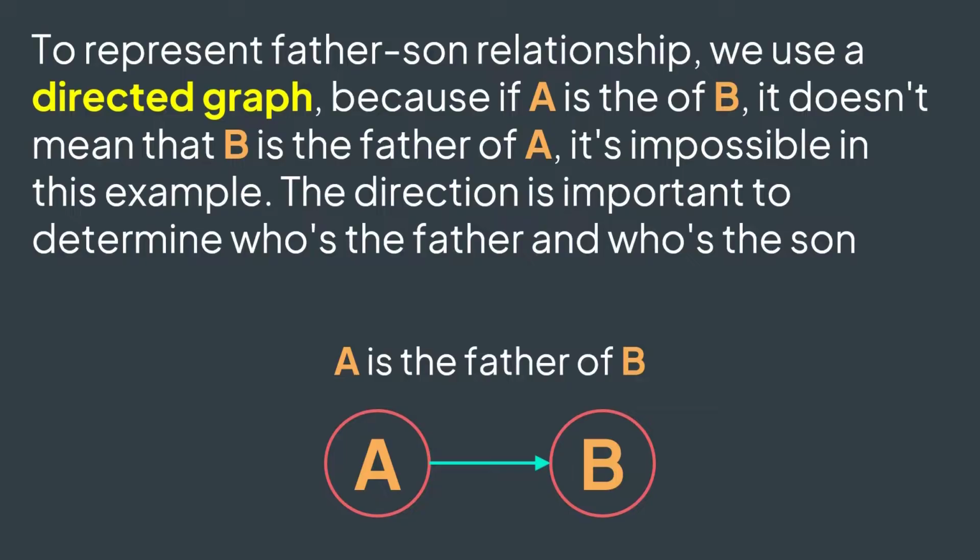We also need the direction to determine who's the father and who's the son. For example, here A is the father and B the son. But if we reverse the edge, B becomes the father and A the son.